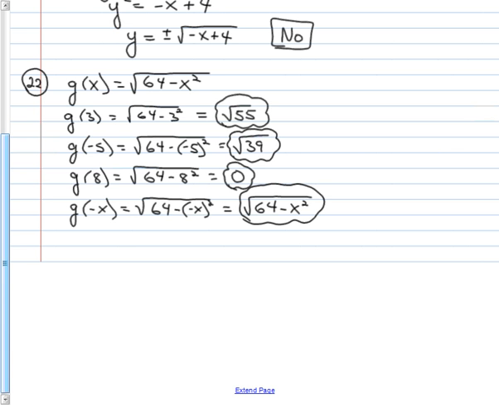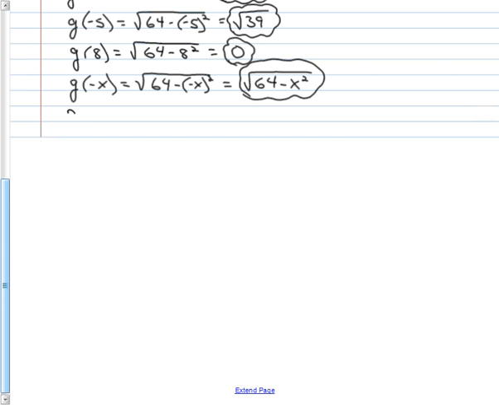Next, 2g of t. So 2g of t means we are taking 2 times the function when I substitute a t into the function. So 2 times the square root of 64 minus t squared. You're done. There's no math you can do with that to simplify it anymore.